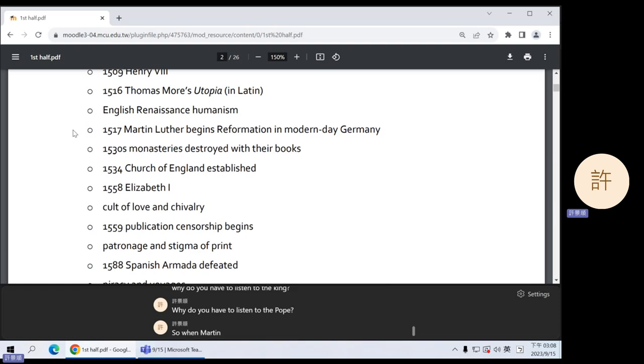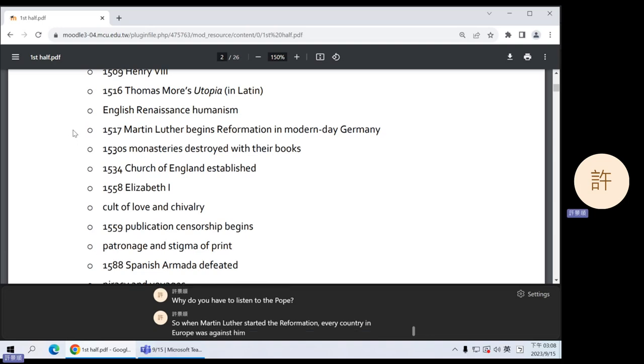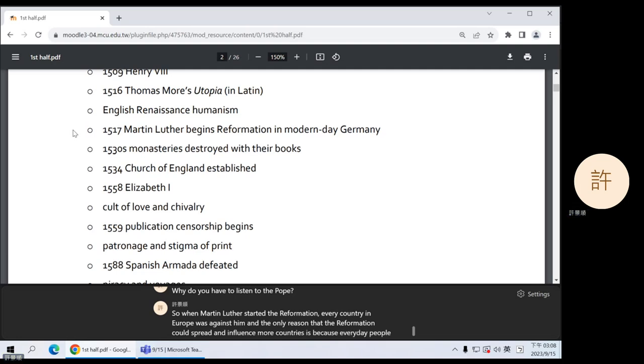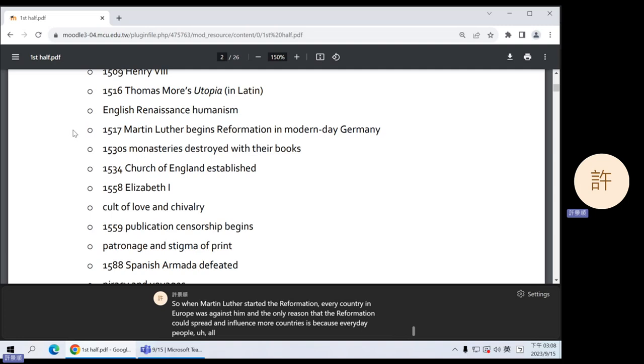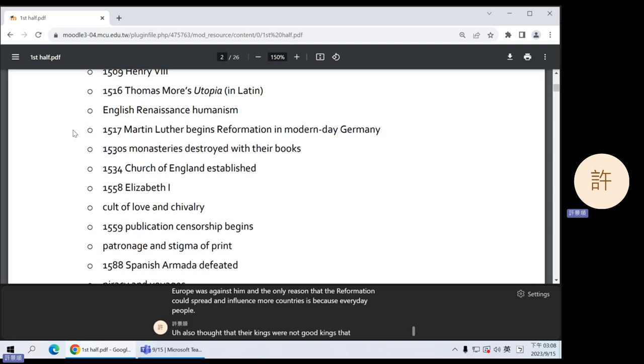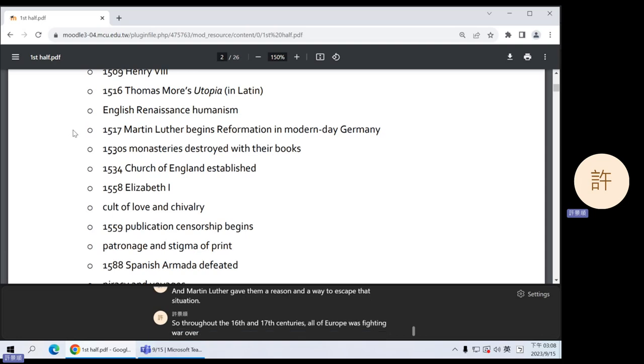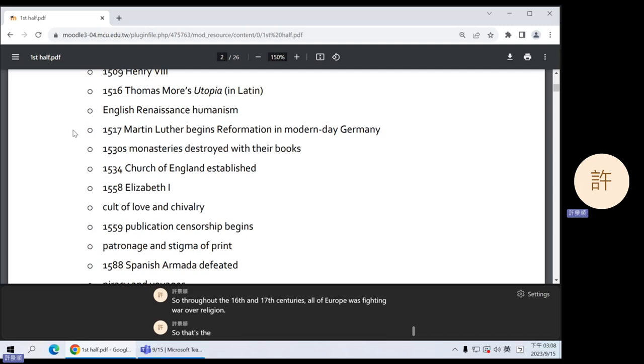So when Martin Luther started the Reformation, every country in Europe was against him. And the only reason that the Reformation could spread and influence more countries is because everyday people also thought that their kings were not good kings, that the Catholic religion had some very bad rules that they didn't want to follow. And Martin Luther gave them a reason and a way to escape that situation. So throughout the 16th and 17th centuries, all of Europe was fighting war over religion. So that's the background to what happens next.